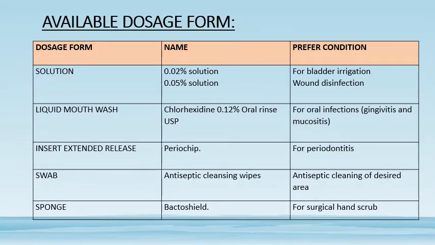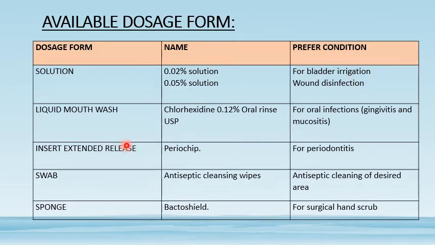The available dosage forms for chlorhexidine include solution, liquid mouthwashes, insert extended release, swabs, and sponges. Solution in concentrations of 0.02% and 0.05% is preferred in bladder irrigation and wound disinfection, because in these conditions we do not need a higher concentration of chlorhexidine. That's why solution is preferred.